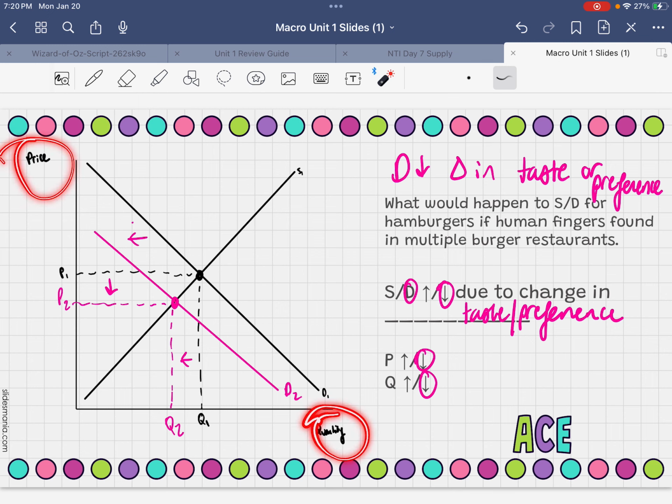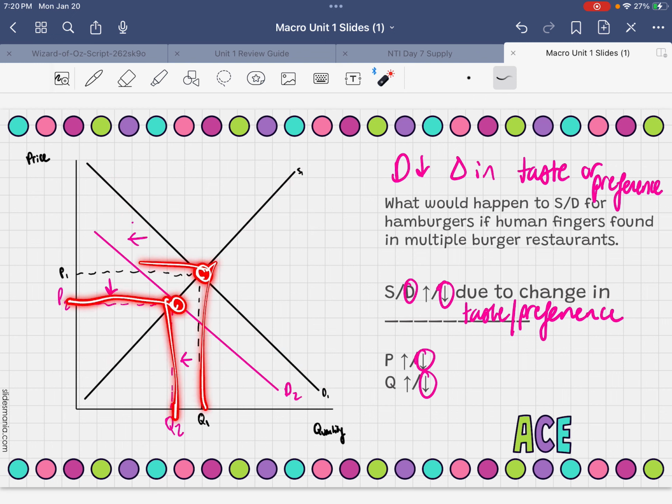I'm going to do axes, curves, equilibrium real quick. Axes labeled. Curves, I got S1, which didn't change. I got a D1, I got a D2. Equilibrium, I got new dots. I got new P2, Q2, Q1, P1, and I got arrows. I'm good. This graph looks good.